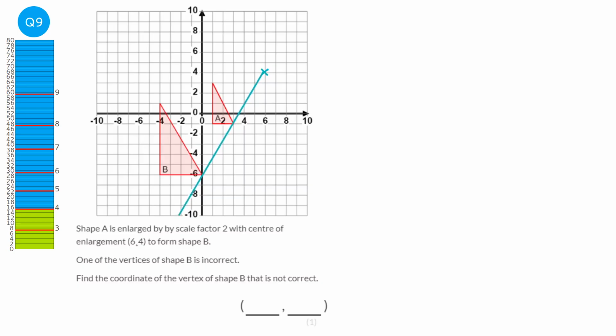And we're going to just check whether it goes through the corner of shape B, which it does on this one. Let's just keep going. Yeah, it does on this one. But it does not on this one. So it says find the coordinate of the vertex of shape B that is not correct. So the coordinate is this one here. And so that would be minus 4, 1.